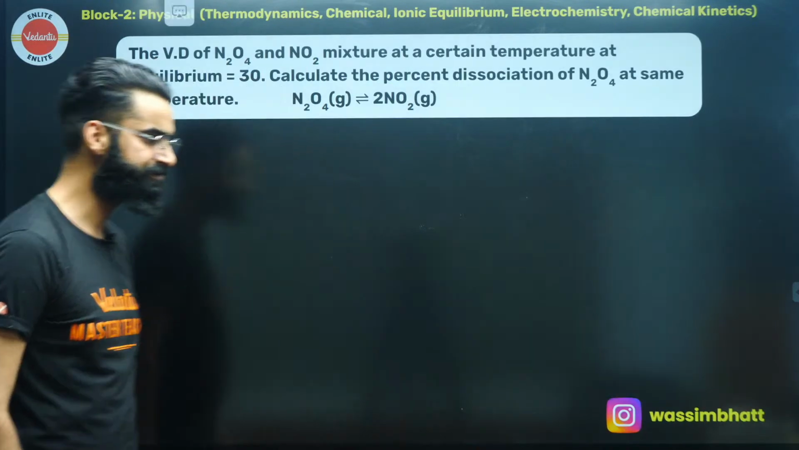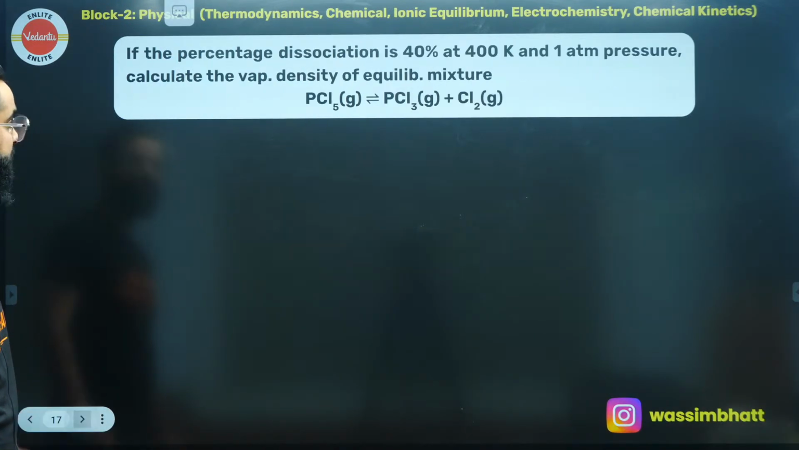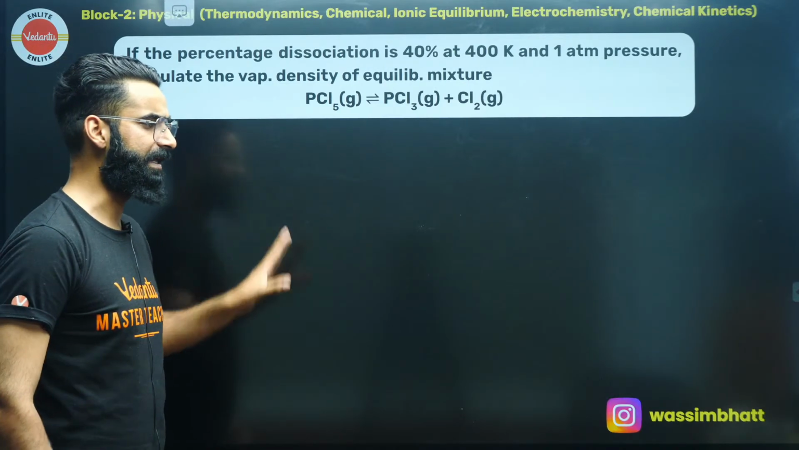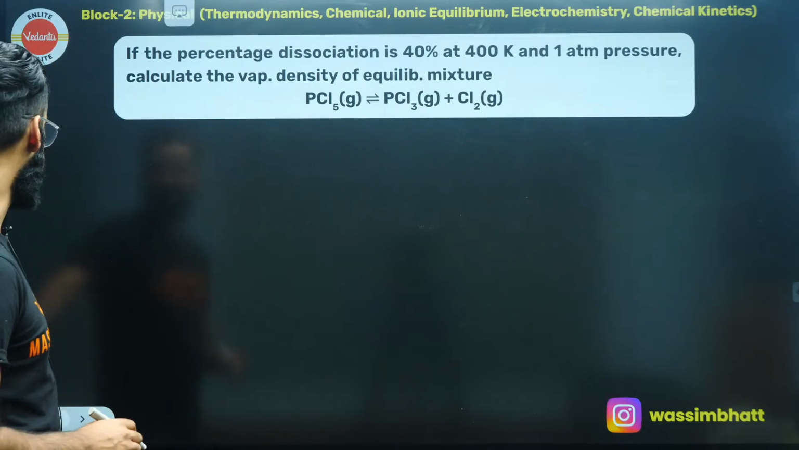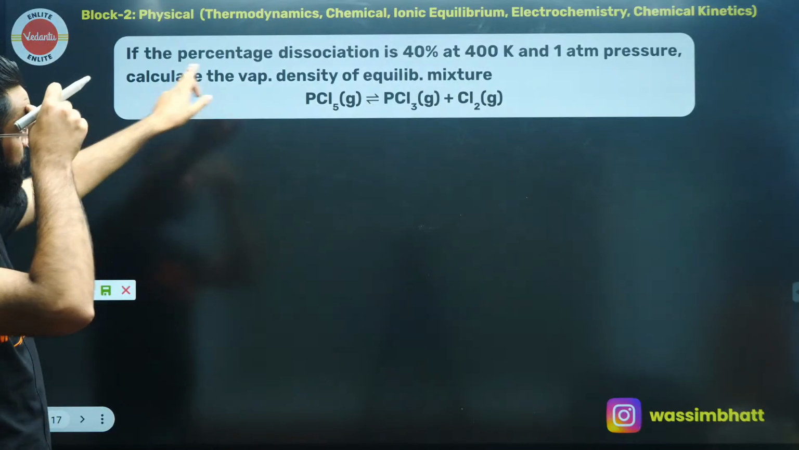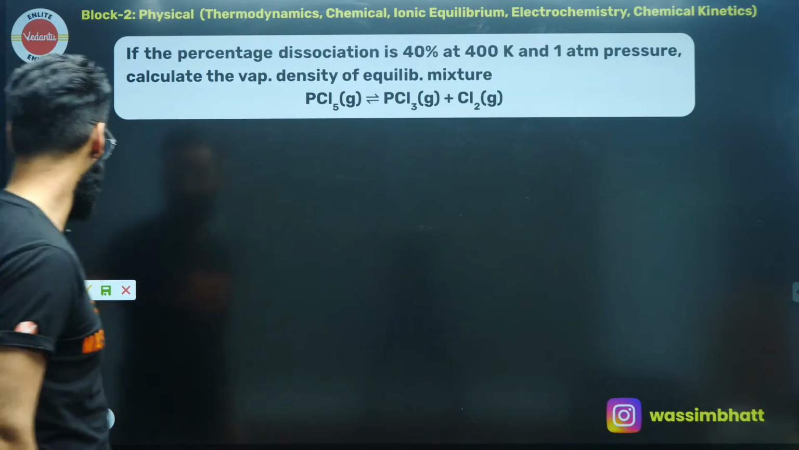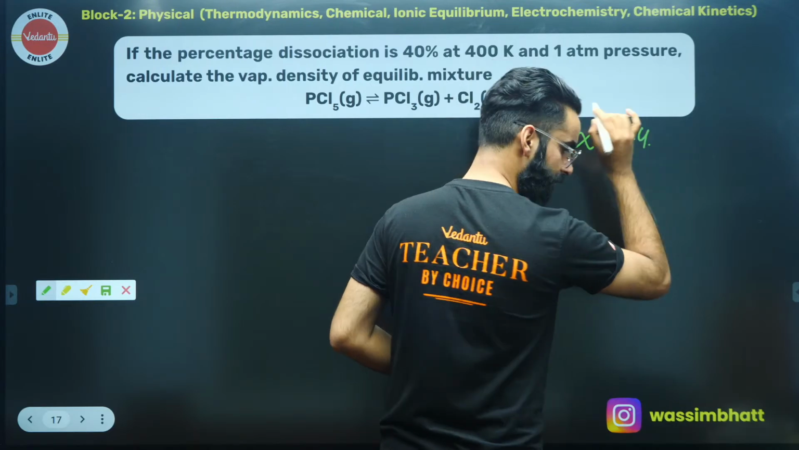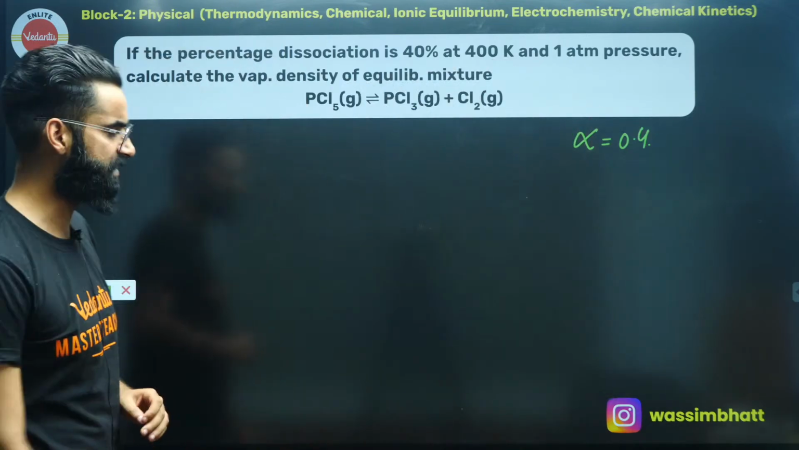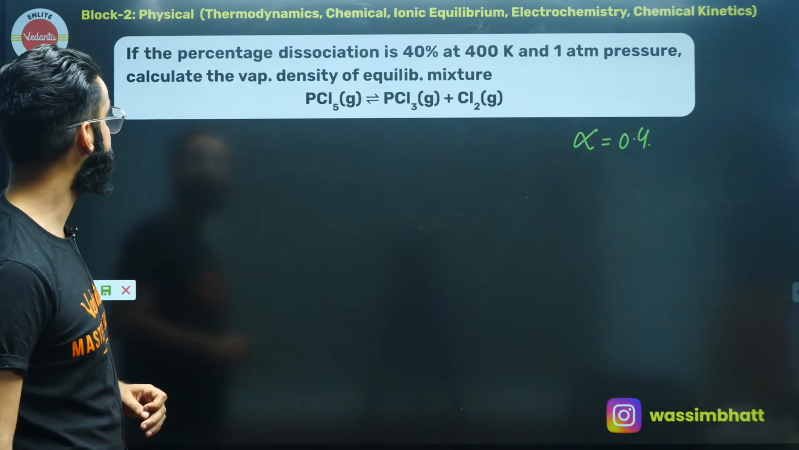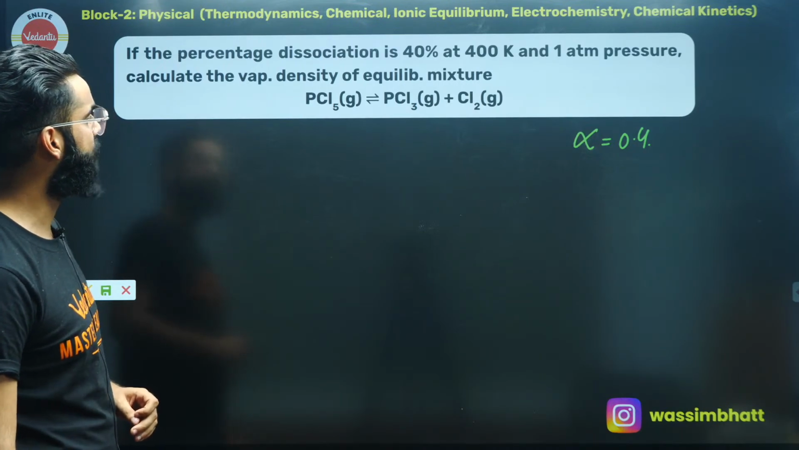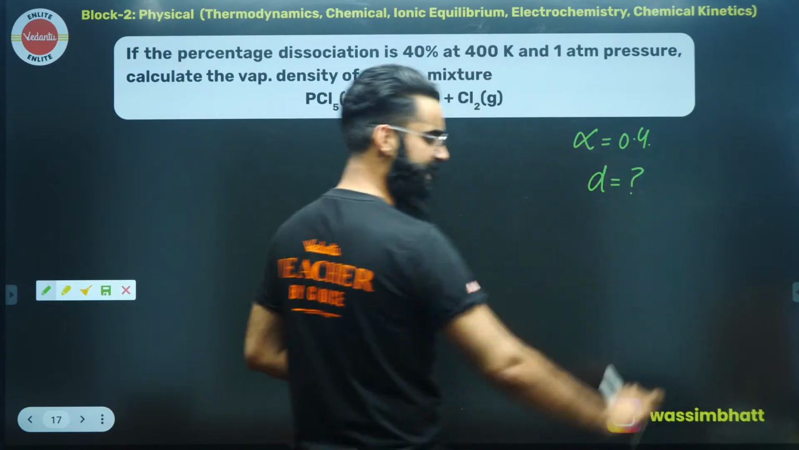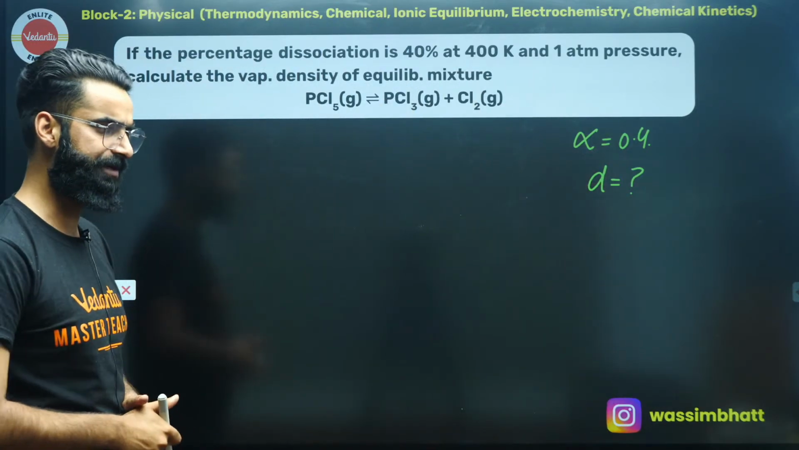Perfect. Do you remember the approach of these questions, my dear people? This is one more similar sort of question, and I'm sure you can easily solve this one now, right? Have a look, people. The question says, if the percentage dissociation is 40, that means alpha is equal to 0.4, right? Yes? Calculate the vapor density of the equilibrium mixture. You need to calculate the small d value. Vapor density of the equilibrium mixture is represented by small d.